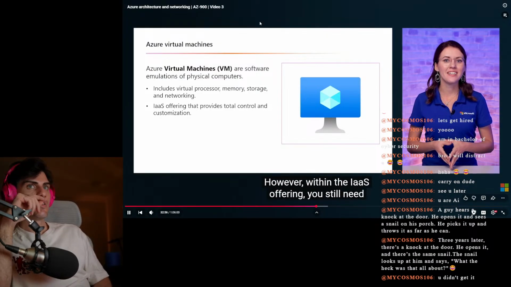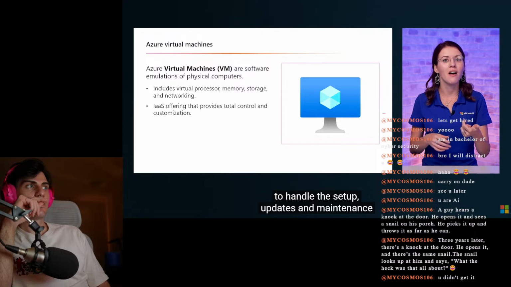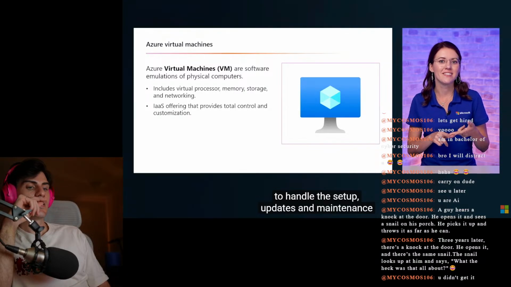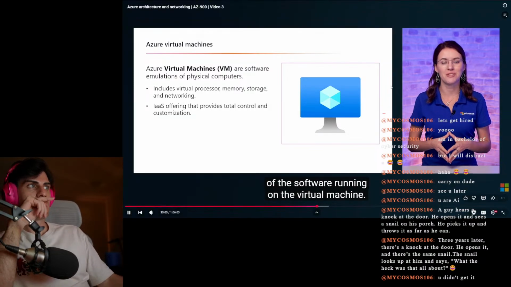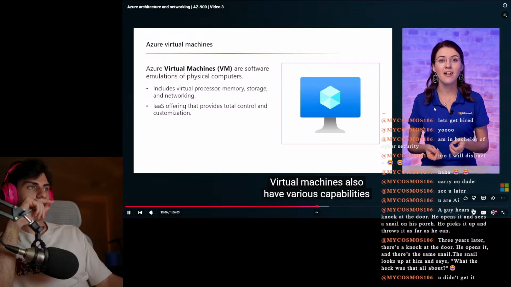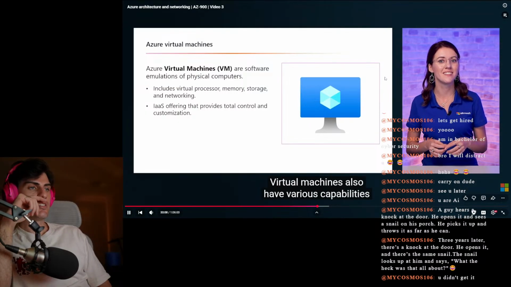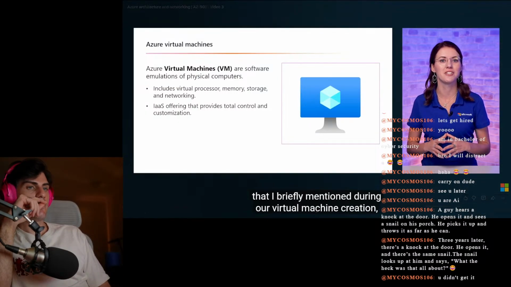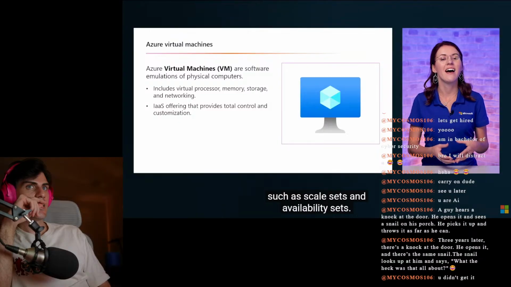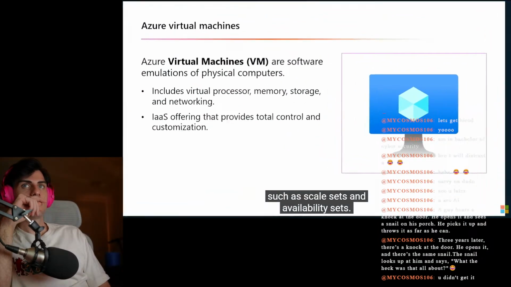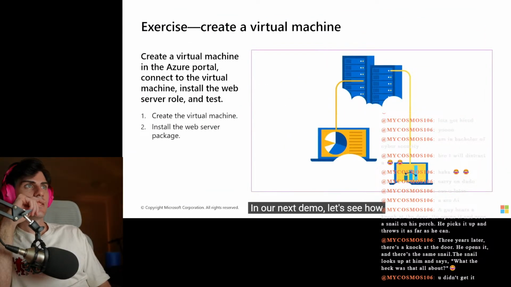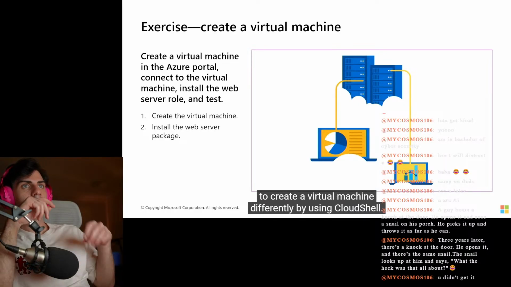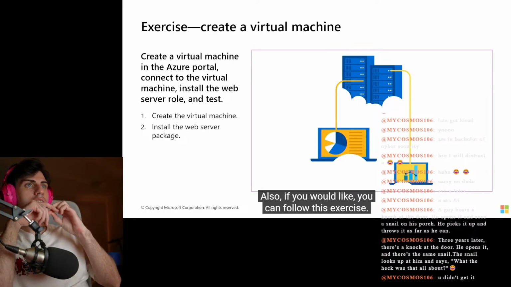However, within the IaaS offering, you still need to handle the setup, updates, and maintenance of the software running on the virtual machine. Virtual machines also have various capabilities that I briefly mentioned during our virtual machine creation, such as scale sets and availability sets. In our next demo, let's see how to create a virtual machine differently by using Cloud Shell. Also, if you would like, you can follow this exercise. It's available on Microsoft Learn platform.